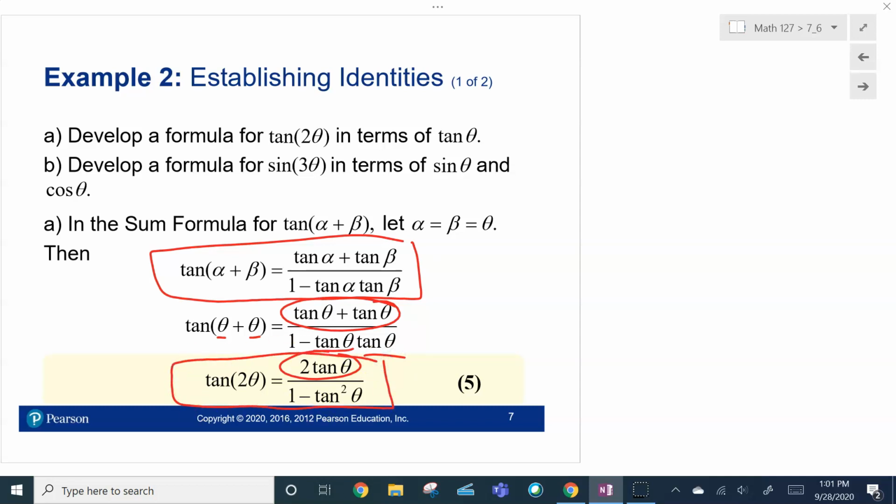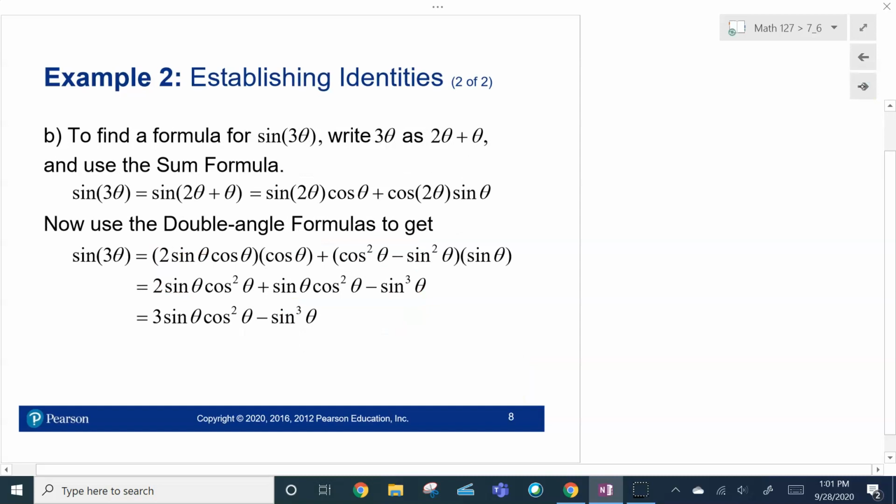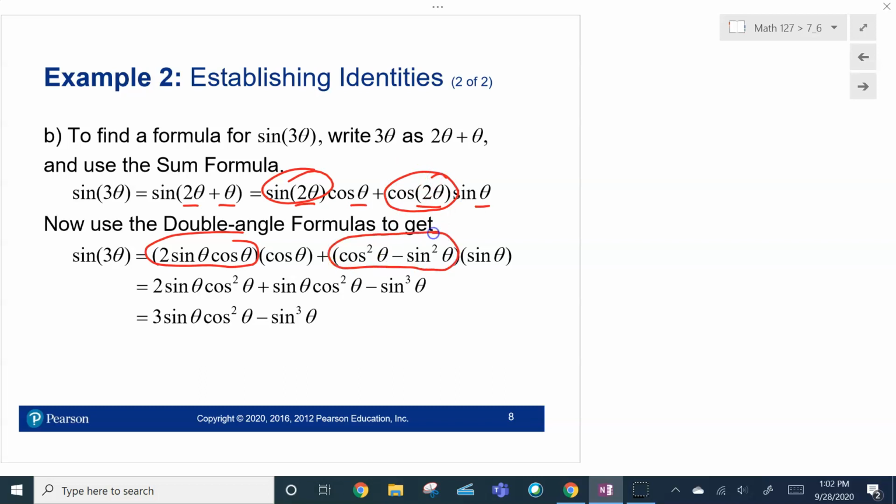You could do a similar procedure for sine of 3 theta. We'll just walk you through that. So that would be sine of alpha plus beta, which is sine alpha cosine beta plus cosine alpha sine beta. And then we know sine of 2 theta is 2 sine theta cosine theta, and I'm going to use the fact that cosine 2 theta is cosine squared minus sine squared. Then I multiply those, 2 sine cosine squared. Let me distribute that.